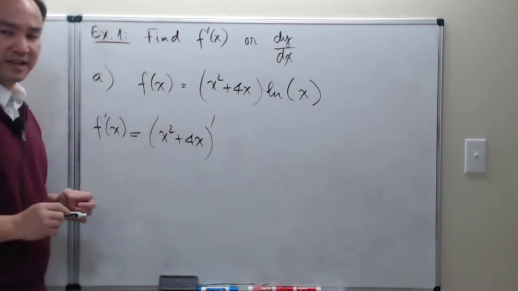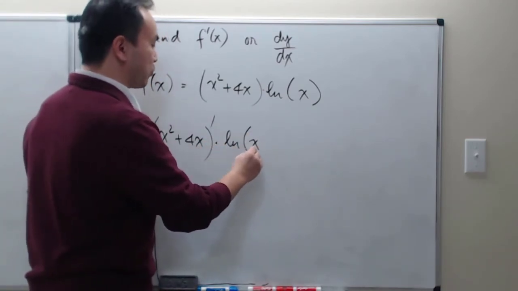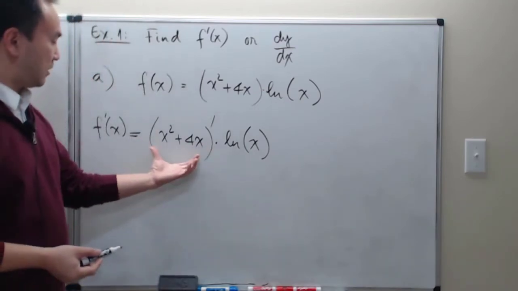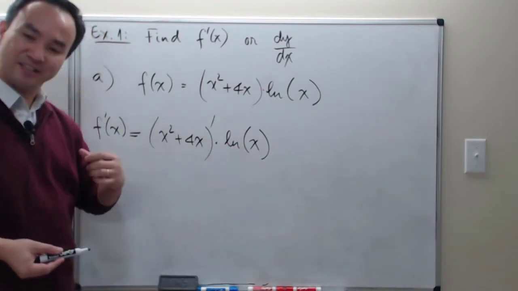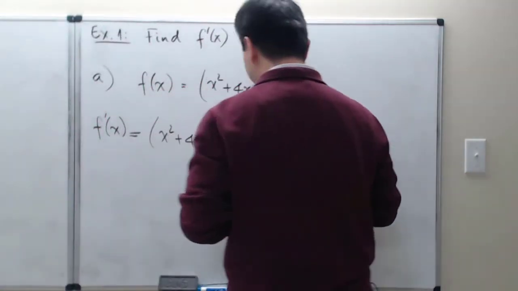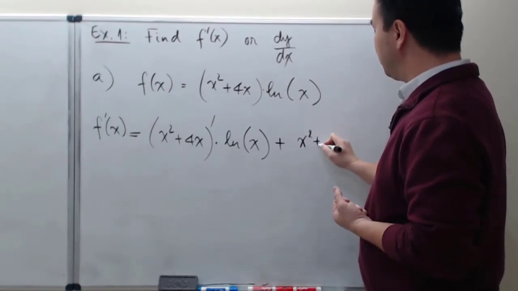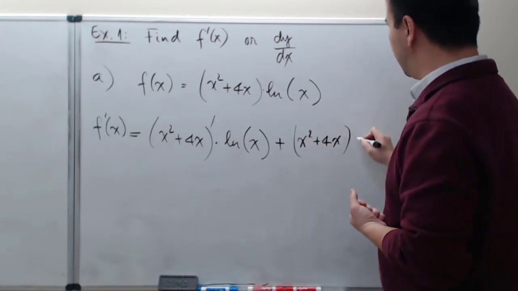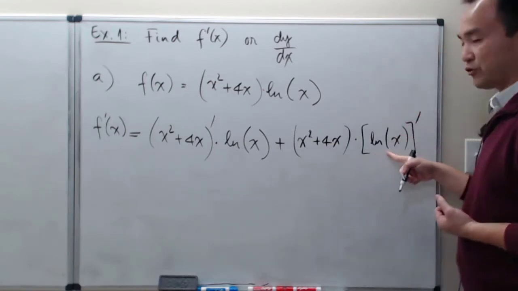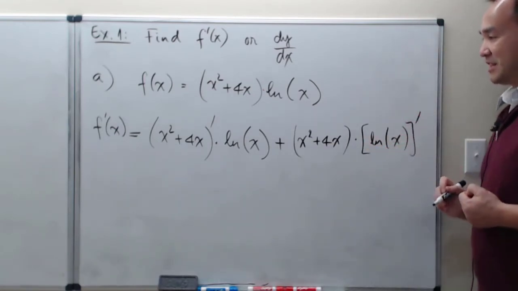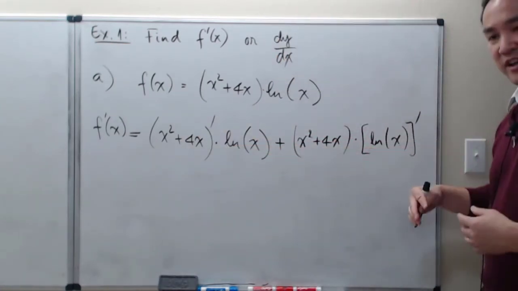Take the prime of that, and we multiply the derivative of the first function with the other function without taking its derivative. So I multiply the derivative of x squared plus 4x with natural log of x, keeping natural log of x the same. The next part of the product rule says we keep the first factor the same, but multiply with the derivative of the next function, which is natural log of x. And that's how we lay down the product rule and get ready for the real action.